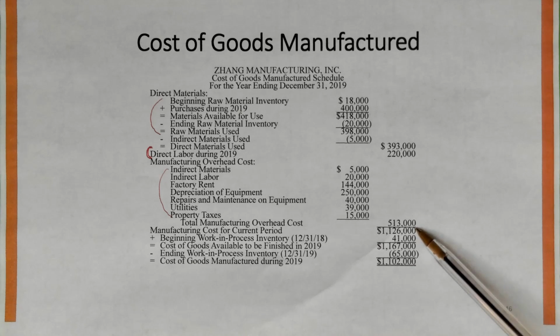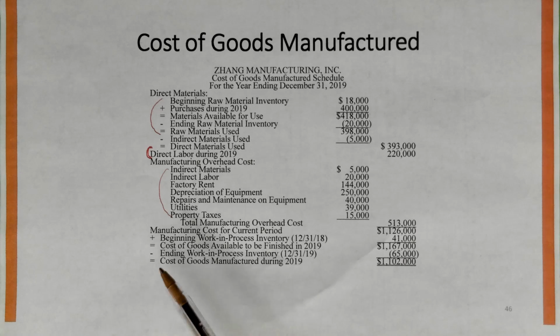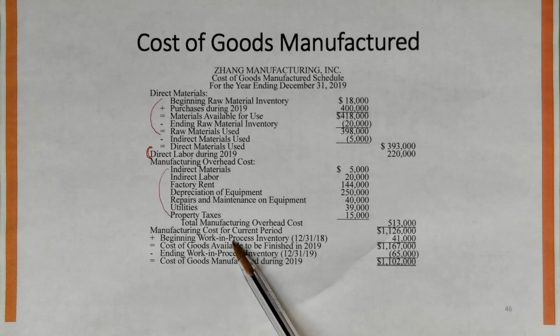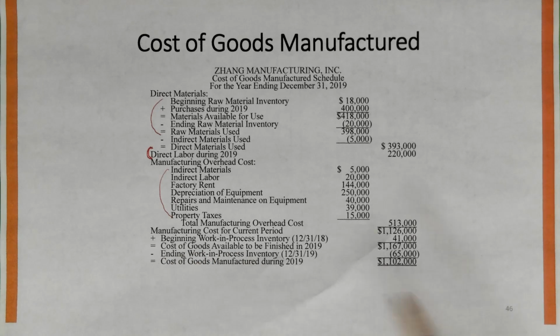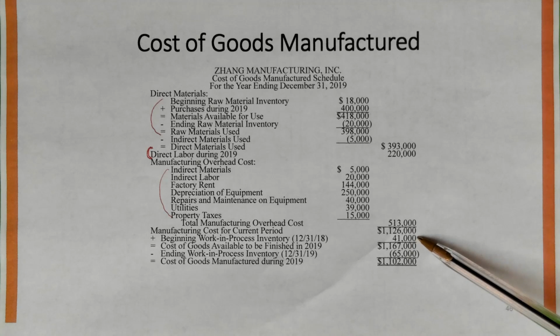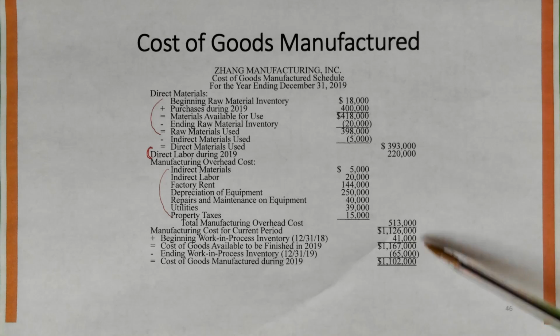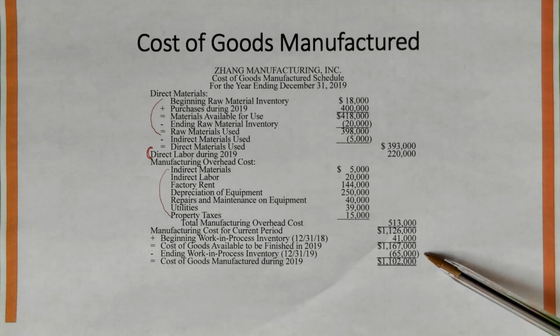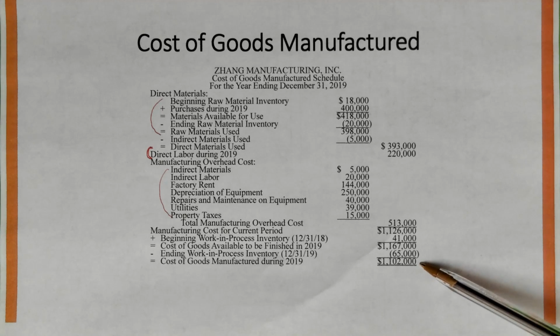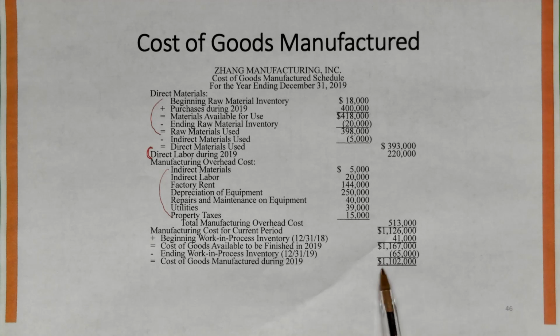These are the costs incurred for the current period. But to get cost of goods manufactured, we have to add in the beginning work in process inventory, and that'll give us the goods available to be finished, and then subtract out the ending work in process inventory. Similar to the cost of goods sold schedule, we add in beginning inventory and subtract out ending inventory. In this case, we add in beginning work in process inventory and subtract ending work in process inventory to arrive at the cost of the goods that we completed. This is the cost of the goods that we have finished and completed.